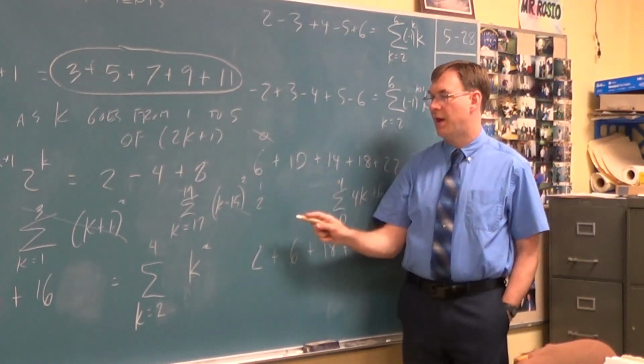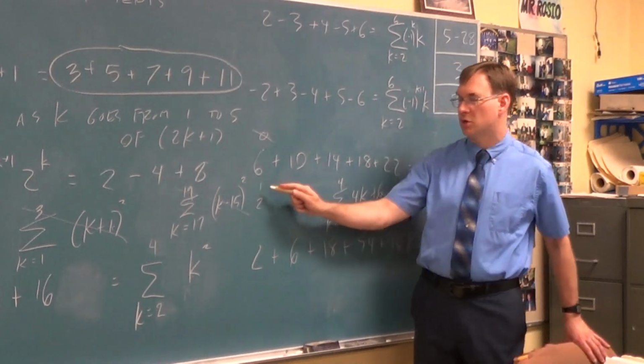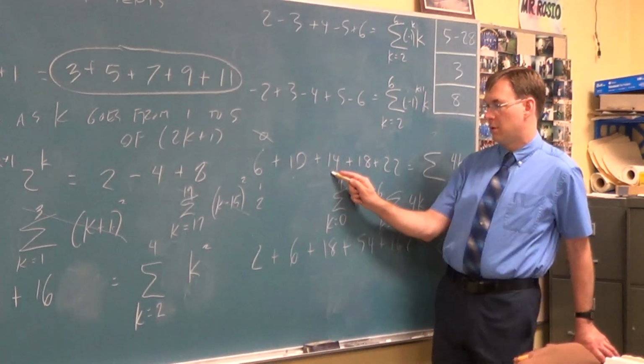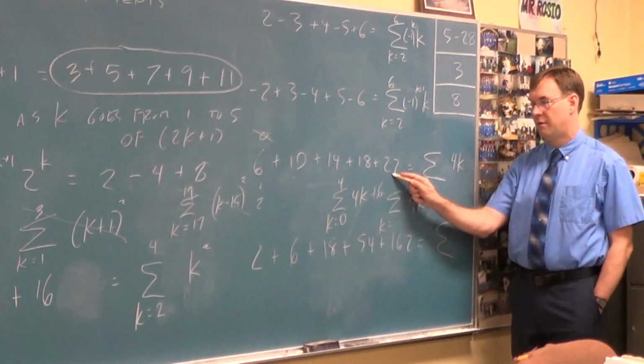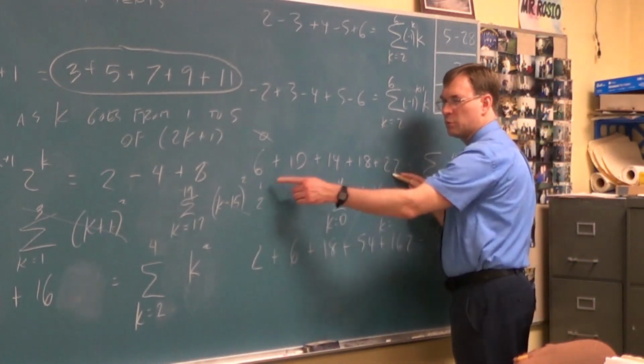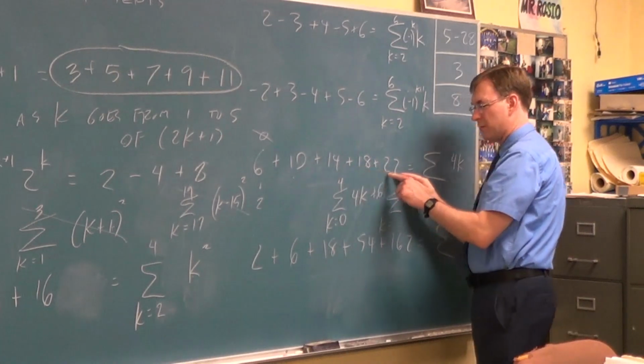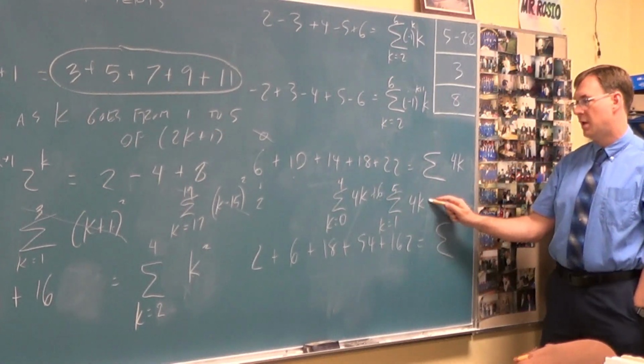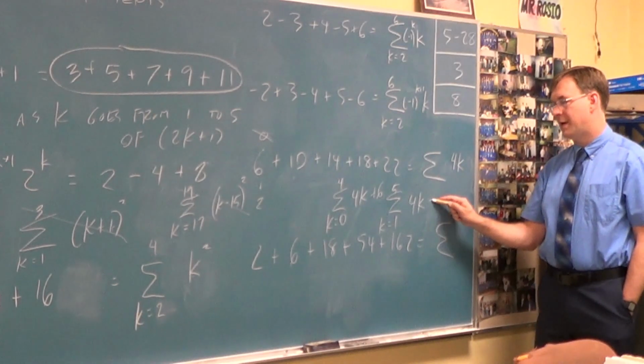I would probably have not done that. 4 times 1 gets me closer. If I'm calling this 1, this one's 2, 3, 4, 5. So if I go 4 times 1, 4 times 2, 4 times 3, 4 times 4, 4 times 5, and I run from 1 to 5, I'm closer. I just need to add 2.